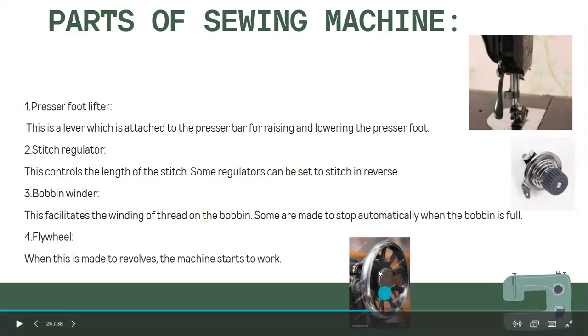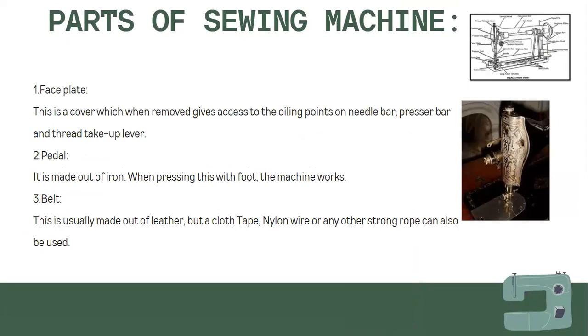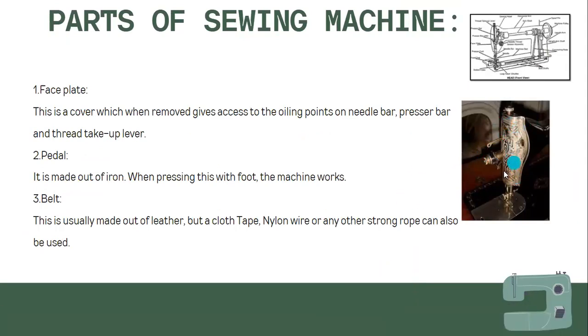Then there is the flywheel. You have seen it, it is a very common sight. When you revolve this, the machine starts to work. So this is the flywheel, or sometimes it is called the balancing wheel. Next one is the face plate. This is the main outside cover of the stitching machine.